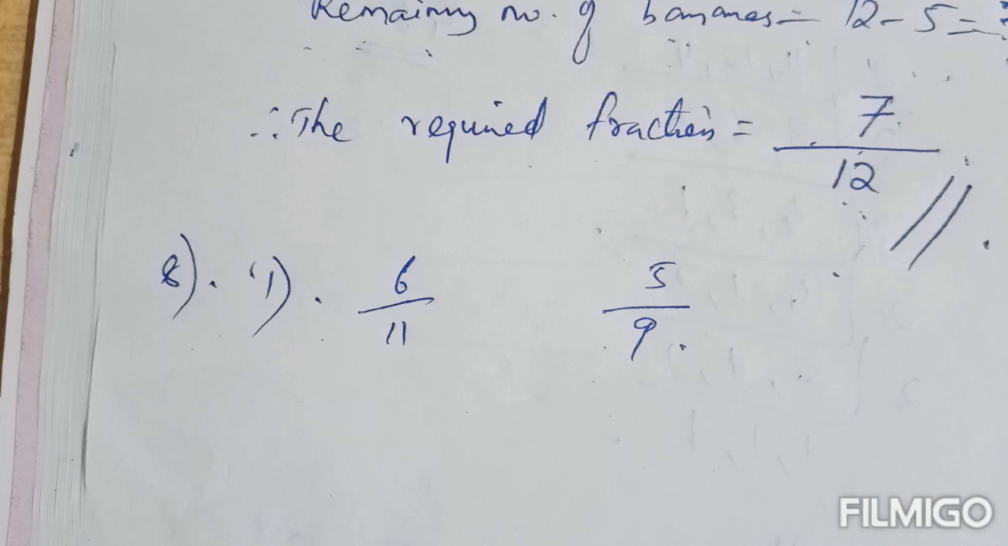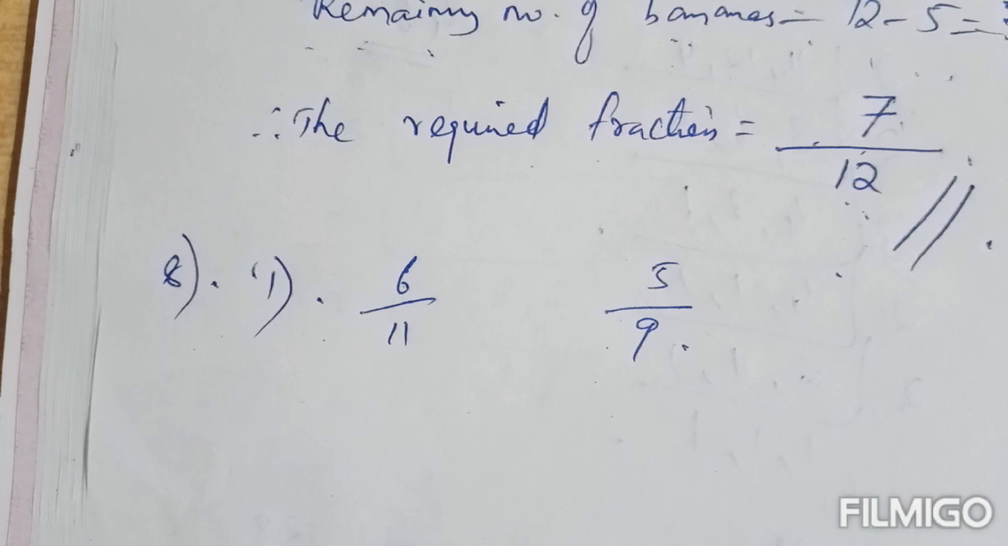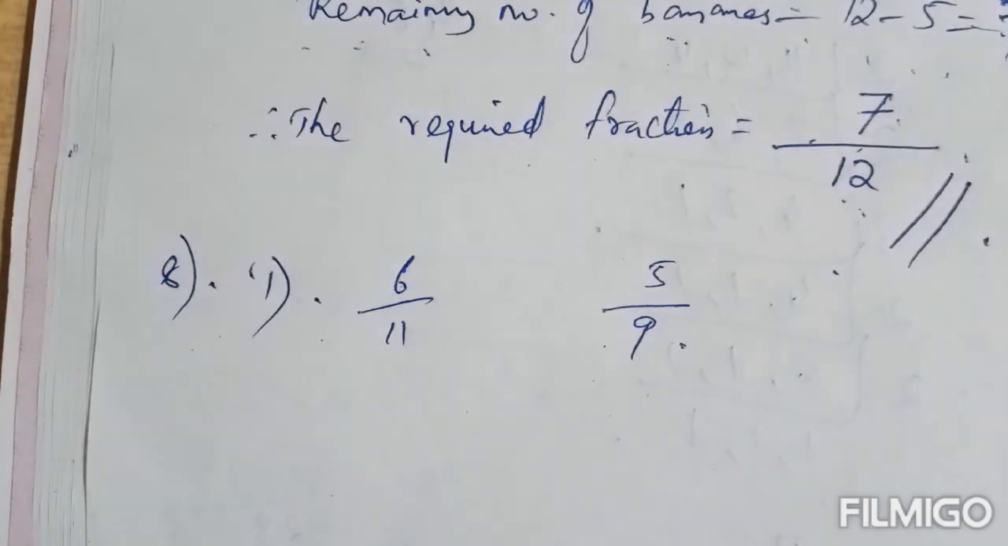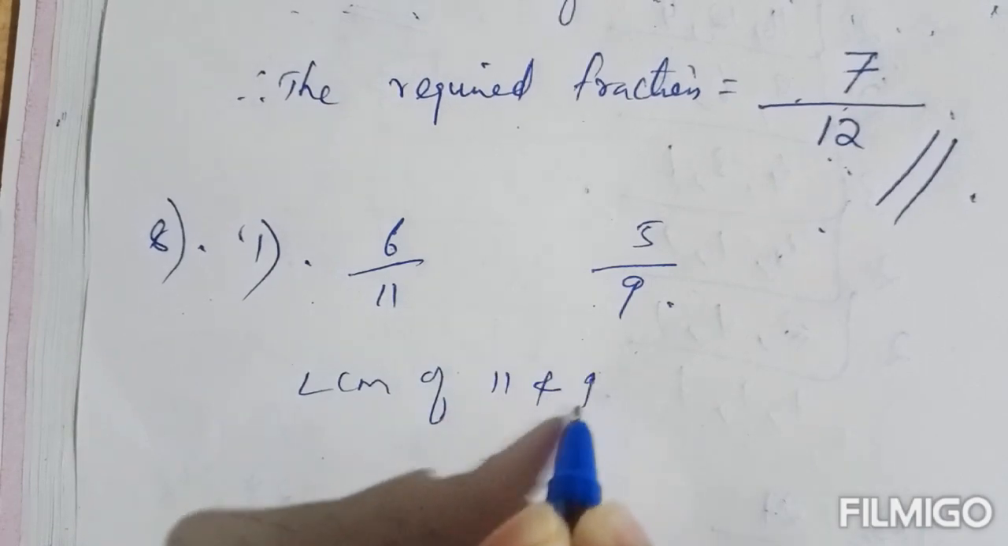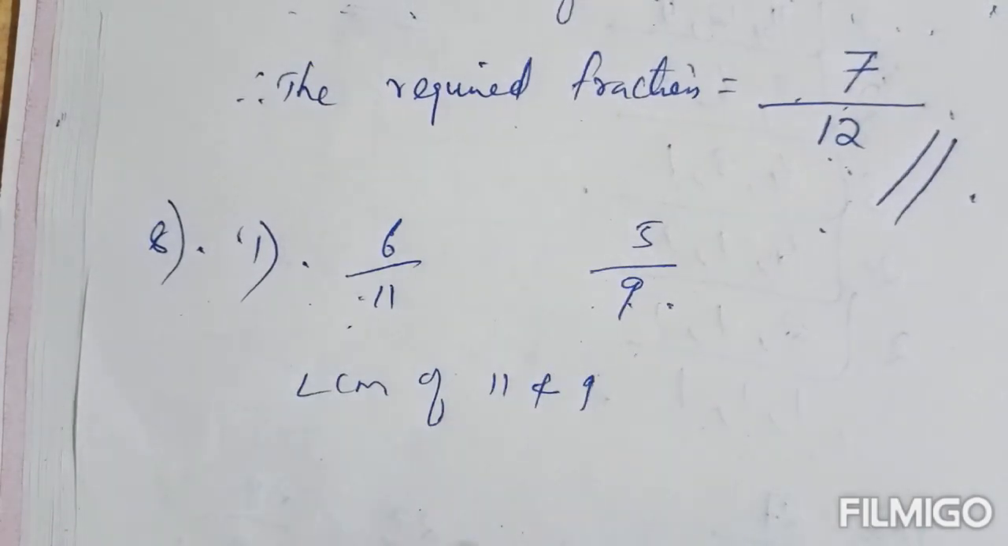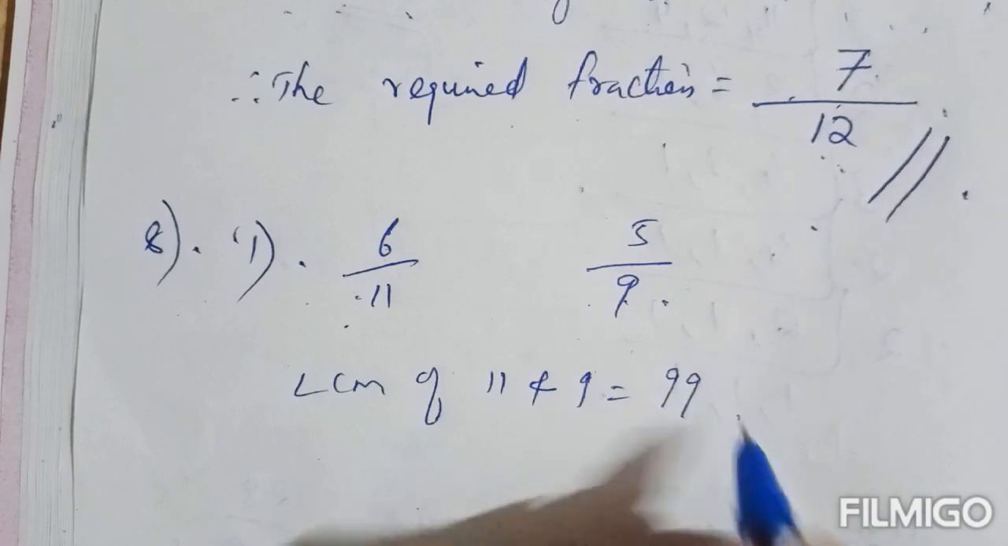So what to do? In order to compare, make the denominator same. To compare fractions, to find which is greater and which is smaller, the denominators of the fractions must be the same. So here denominators are different. You can make it same by finding their LCM. LCM of 11 and 9. LCM of denominators 11 and 9 it is 99.